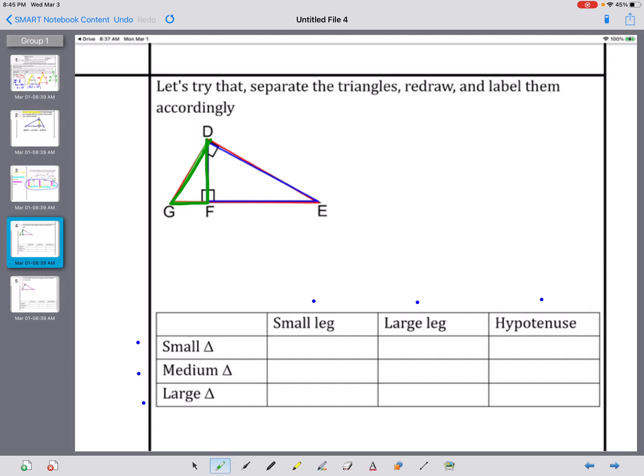And so we're going to put down the small leg of that triangle, and hopefully you can see from the diagram that that side is FG. Then the large leg, not the largest side, but the largest leg, would be FD. And then the hypotenuse of that green triangle would be DG.